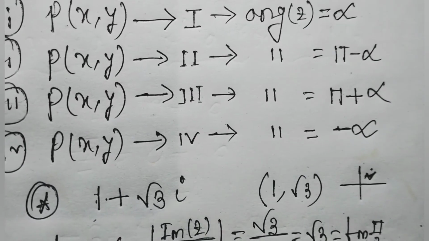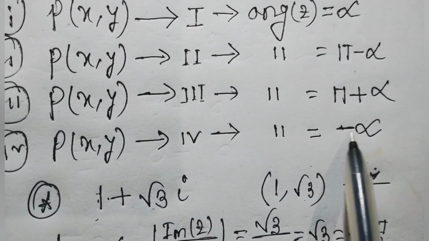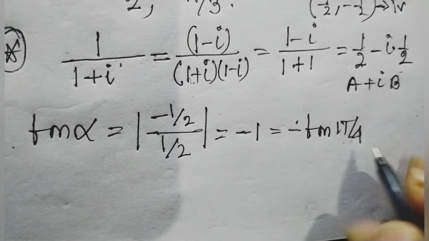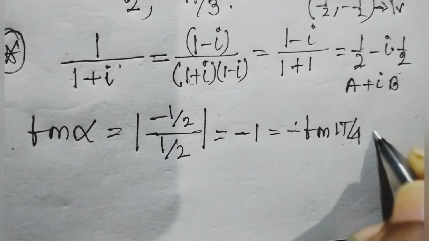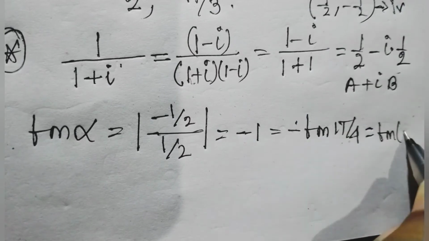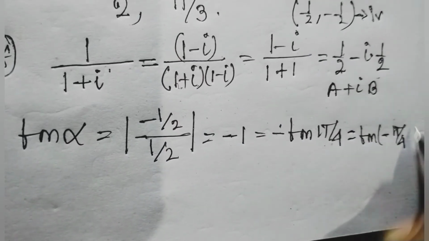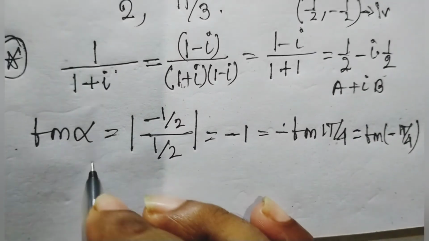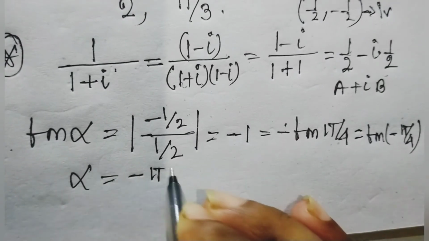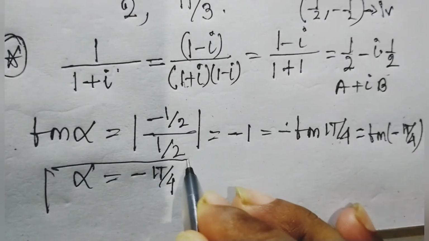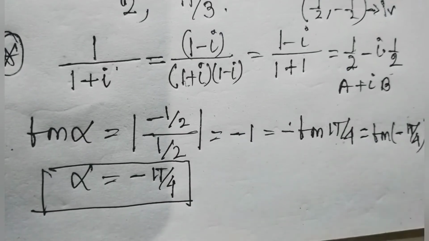And what is the condition of the fourth quadrant? You have to write minus alpha. So tan alpha is equal to tan pi by 4 in magnitude, giving minus pi by 4. So alpha is equal to minus pi by 4. This is our answer, and this is the argument of z.